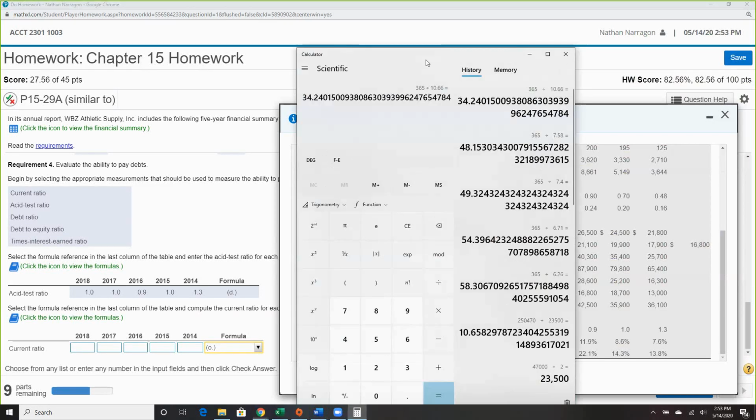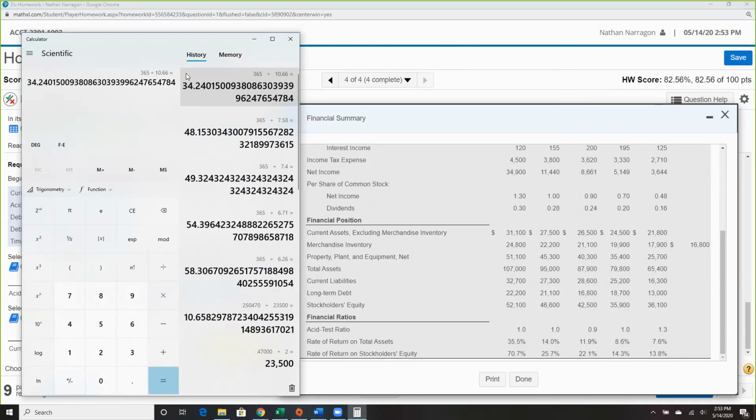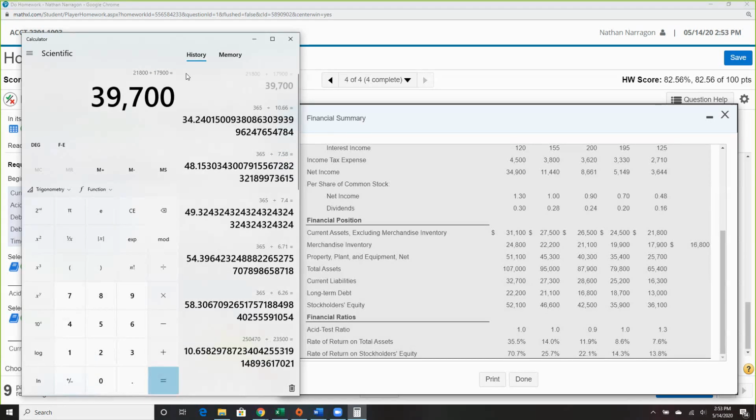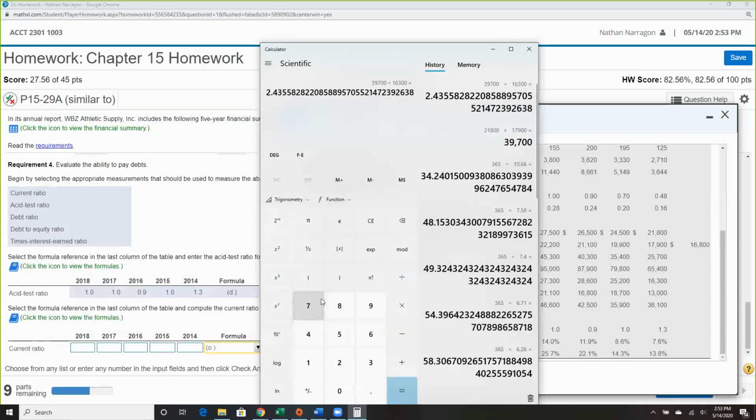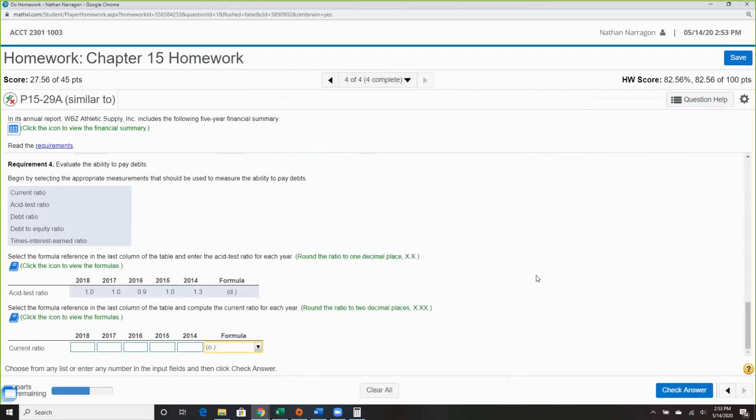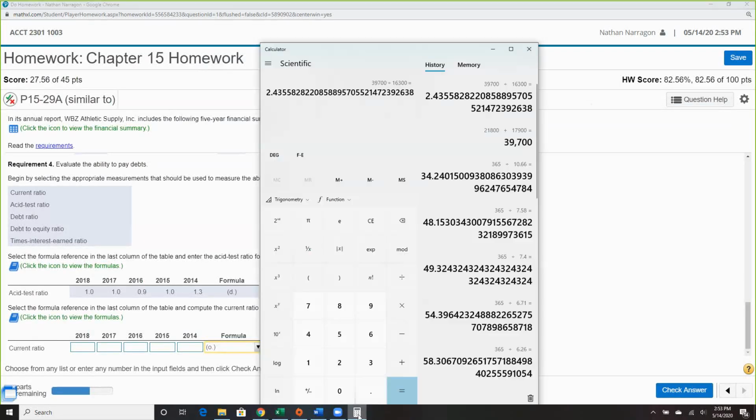So, calculator. $14,800 plus our merchandise. Divide by our current liabilities, which is 16,300. That is, well, let's see how many percentage. 2 decimal places. Okay, so 2.44.